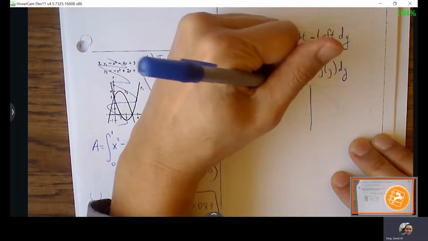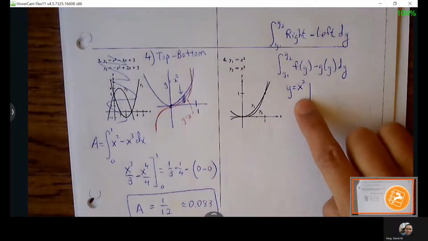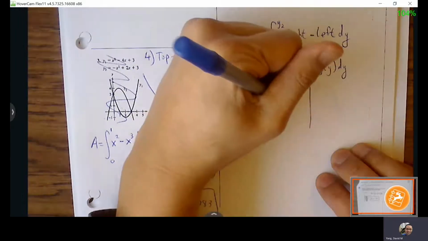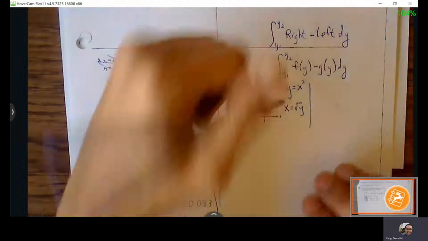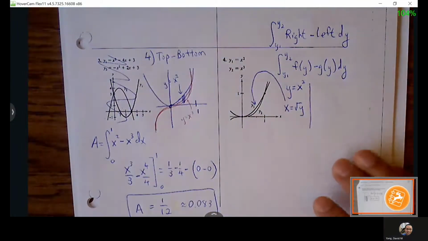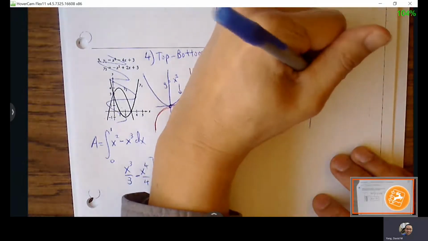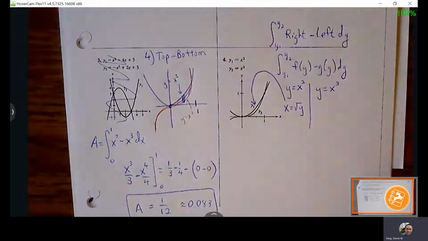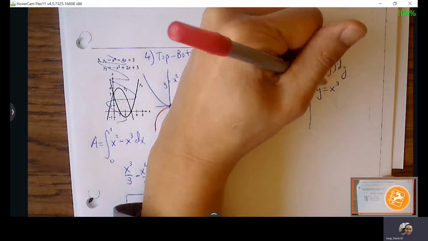Let's start with y equals x squared. x equals square root of y, right? And that's going to be y1. That's going to be the graph here. y equals x cubed. If I want to solve for x, x equals, I take the what? The cube root, right?